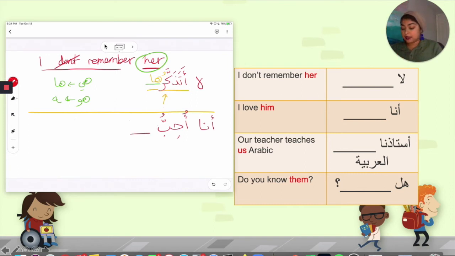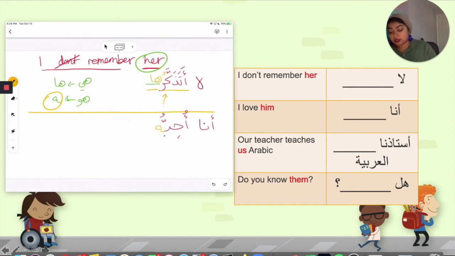Now the letter ba connects. So we have to connect the pronoun to the letter ba. I love him. What is the attachment for him? It's the letter ha. Uhibbuhu. Ana uhibbuhu. I love him. If I said ana uhibbuha, that would be I love her. Right? If I said ana uhibbuhum, that would mean I love them.